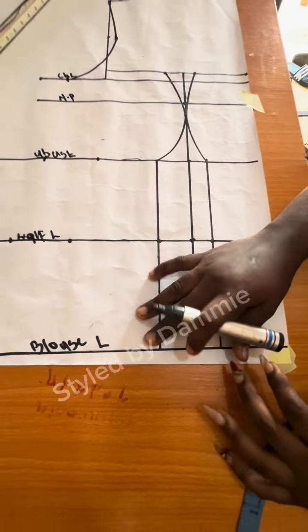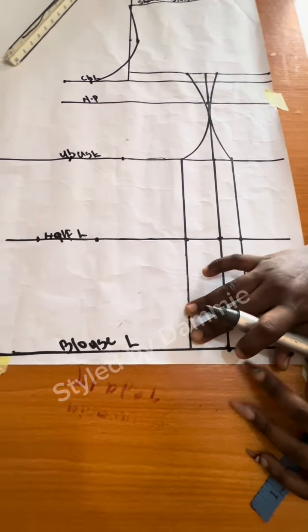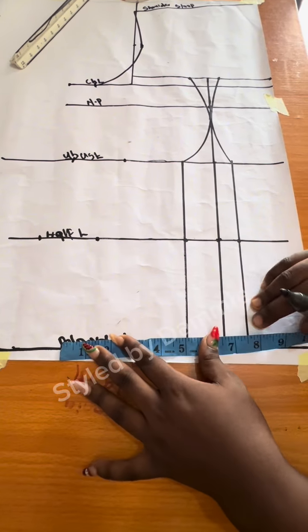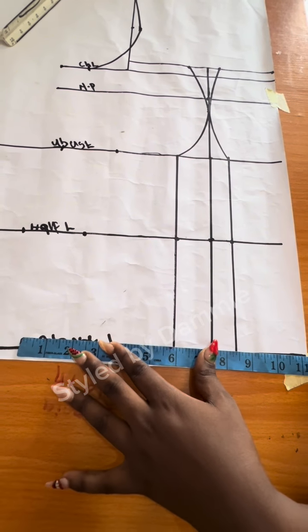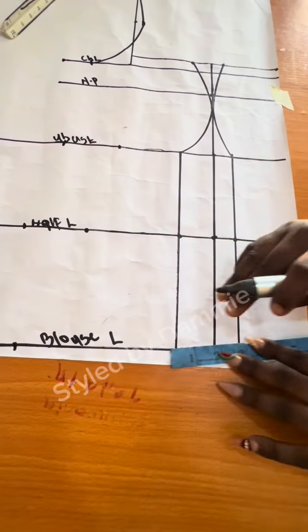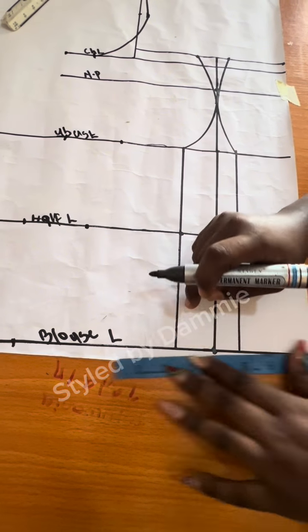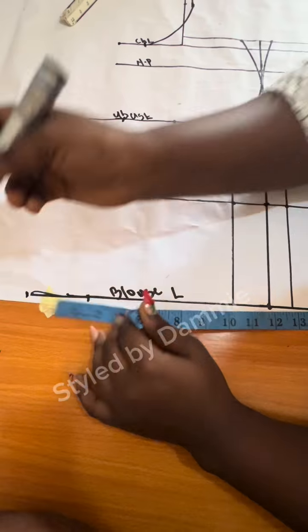So for the hip line, for the blouse line, we'll be using our hip measurement. My hip measurement divided by 4 is what I'll be using here. I have 11.3. Then I will be adding that measurement back also. So this is what I have.